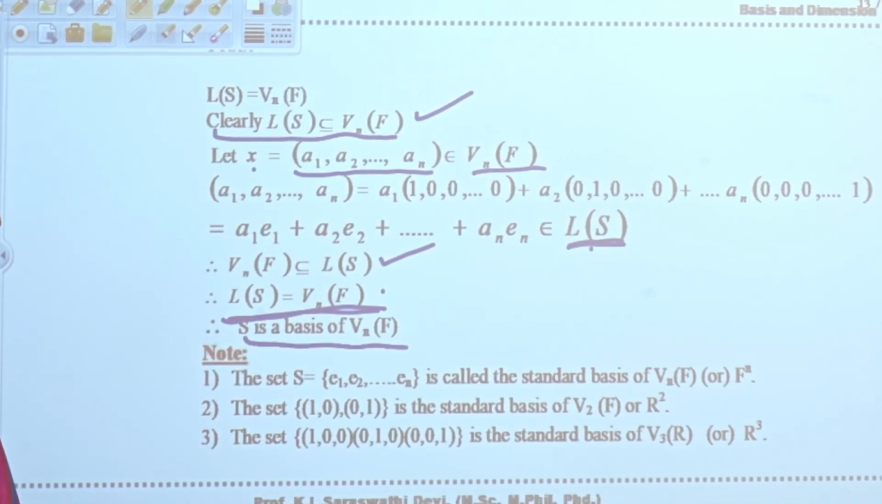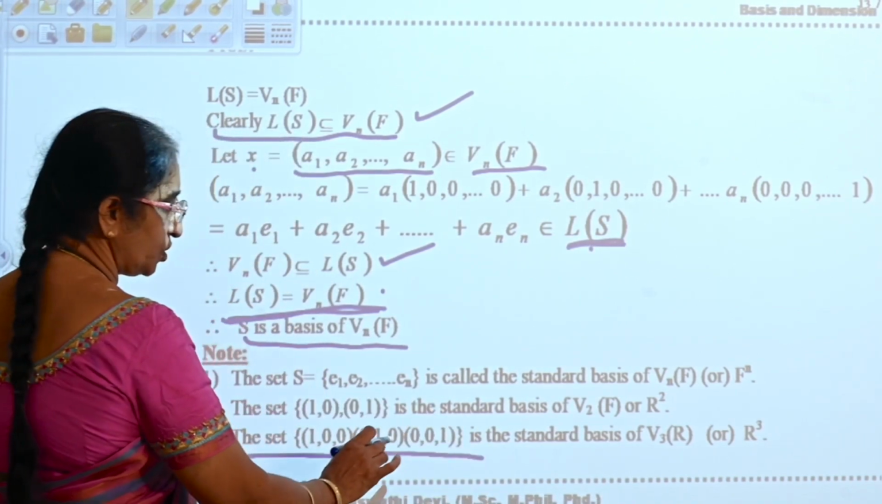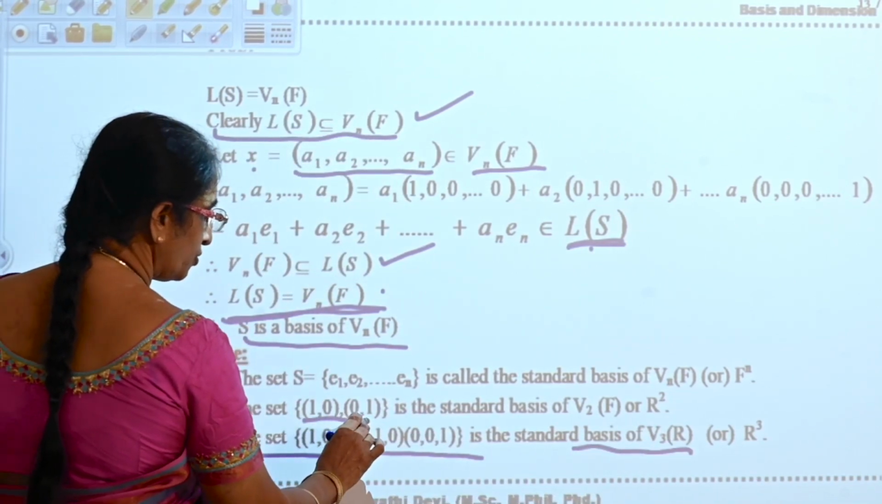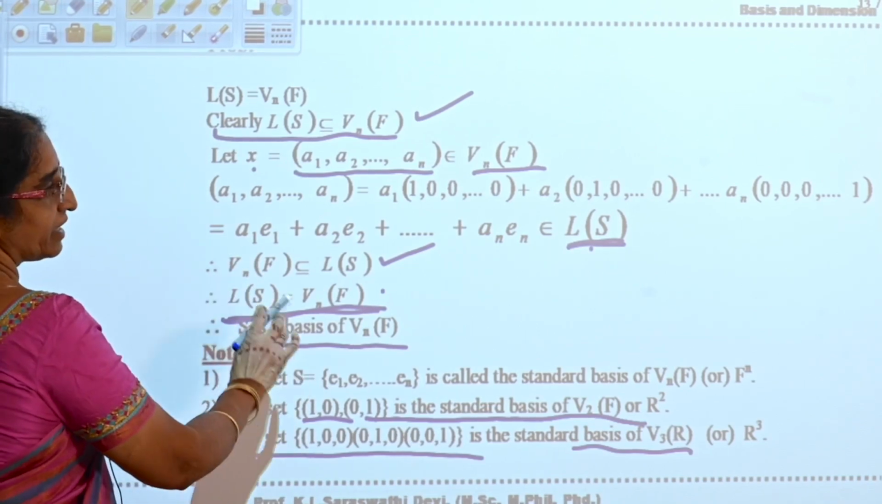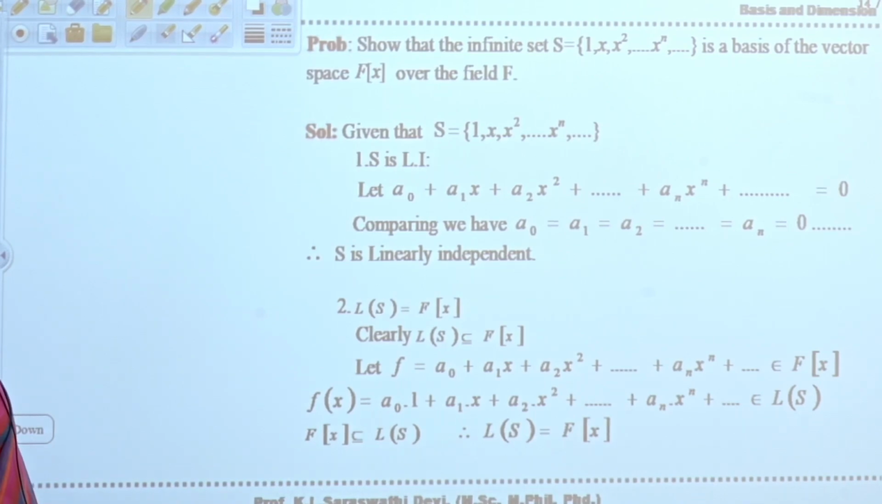Now here you have already seen that the set (1, 0, 0), (0, 1, 0), (0, 0, 1) is the basis of R3. Similarly (1, 0), (0, 1) is the standard basis of V2 of f. This will be the standard basis of Vn of f. Okay. Now see the next problem.